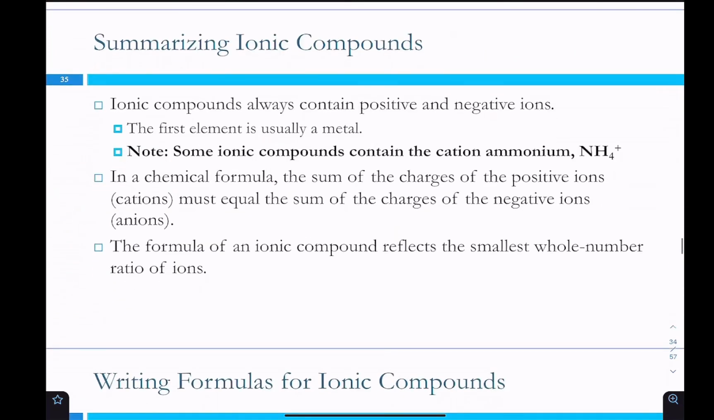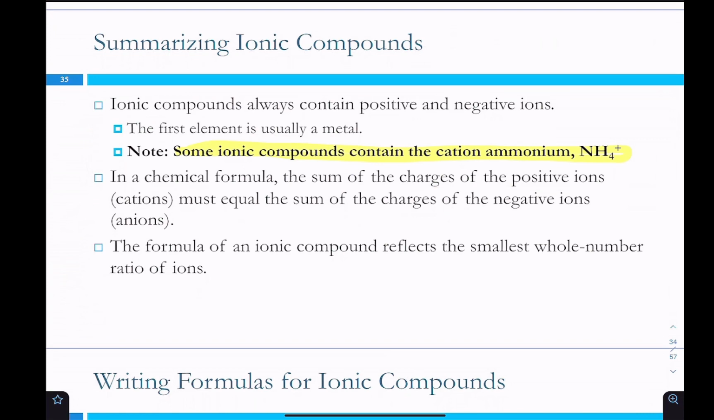So ionic compounds always contain positive and negative ions. The first element is usually a metal. The major exception to that is ammonium. So some ionic compounds will have ammonium. There aren't very many polyatomic positively charged ions. So in a chemical formula, the sum of the charges of the positive ions must equal the sum of the charges of the negative ions.